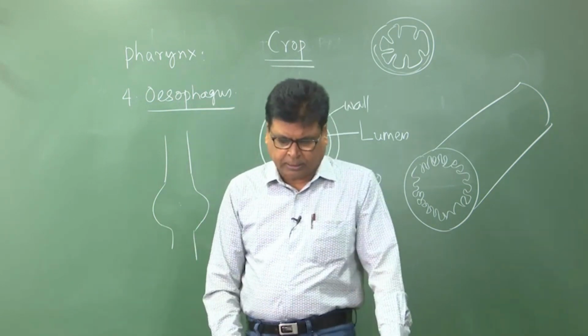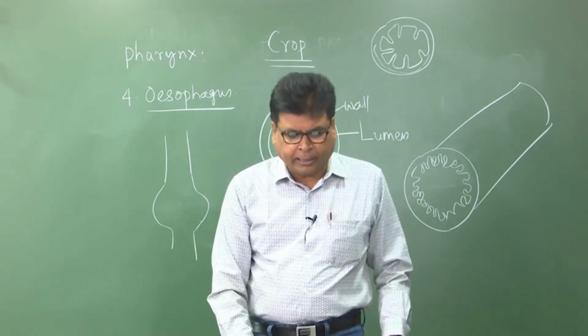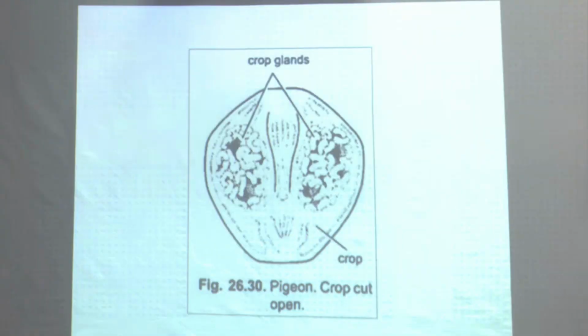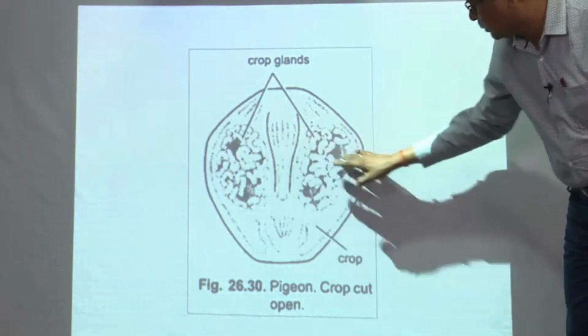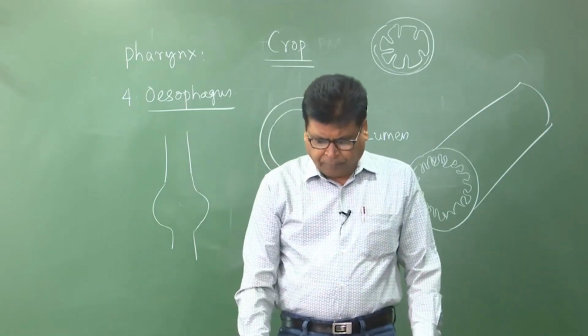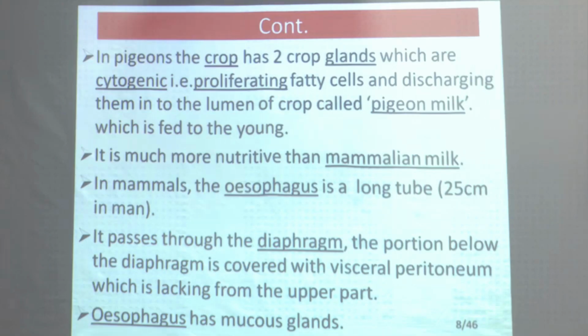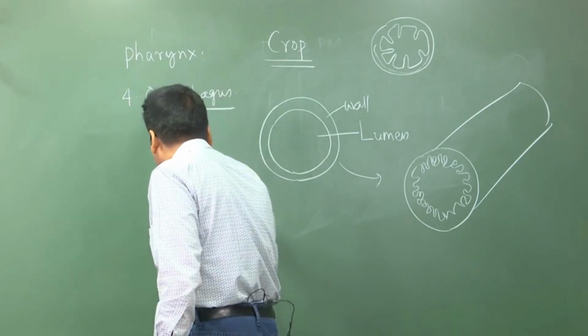Then come to the next one. You see this is the picture of the crop in the bird, and this crop possesses glands. This is the enlarged crop of this bird. Now in pigeons, the crop has two glands which are cytogenic, proliferating fatty cells and discharging them into the lumen of the crop, and this produces pigeon milk.